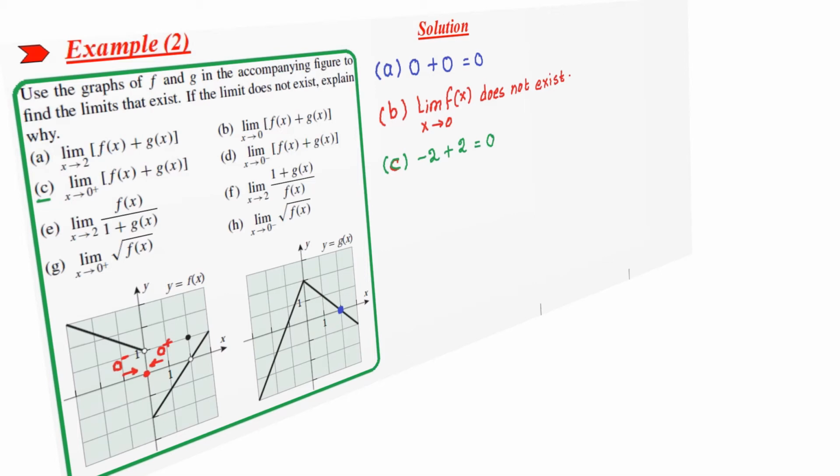In part D, we have limit f of x plus g of x when x goes 0 from left. Now 0 from left for the function f of x, the limit is equals to 1, because this is the function to the left of 0, and the limit when x goes to 0 from left equals to 1, plus limit g of x when x goes 0 from left for the second function g of x, also it's equals to 2, and 1 plus 2 equals to 3.